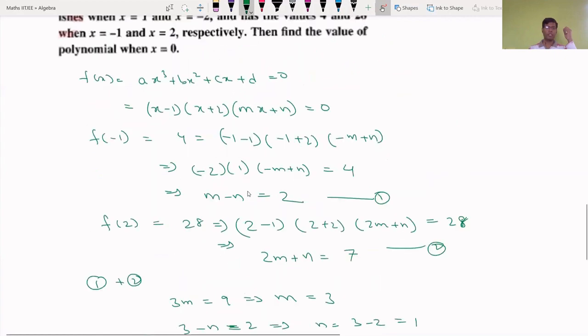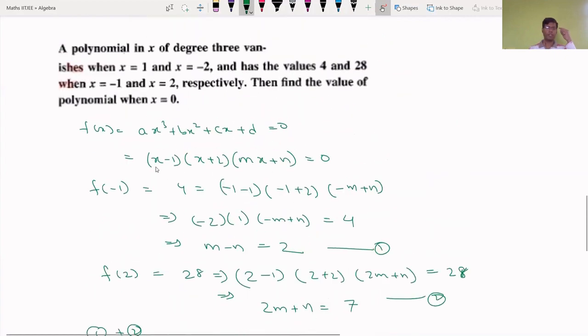So this is how simple the concept is. What we have used is that the polynomial vanishes at x is equal to 1 and x is equal to minus 2. That means they are the roots of that particular polynomial. So the polynomial can be written in this form, where x is equal to 1 and x is equal to minus 2 are the roots.